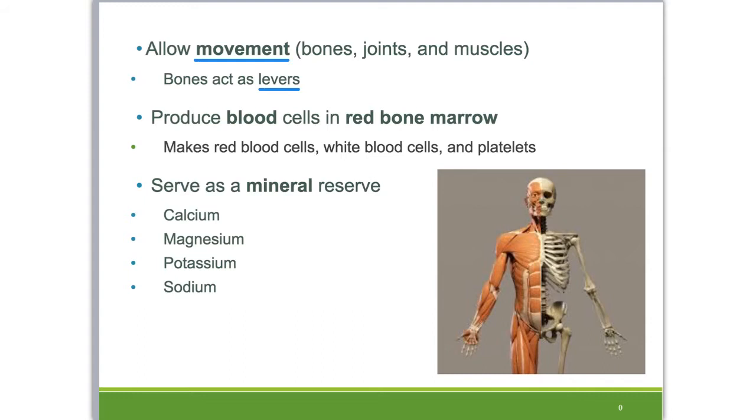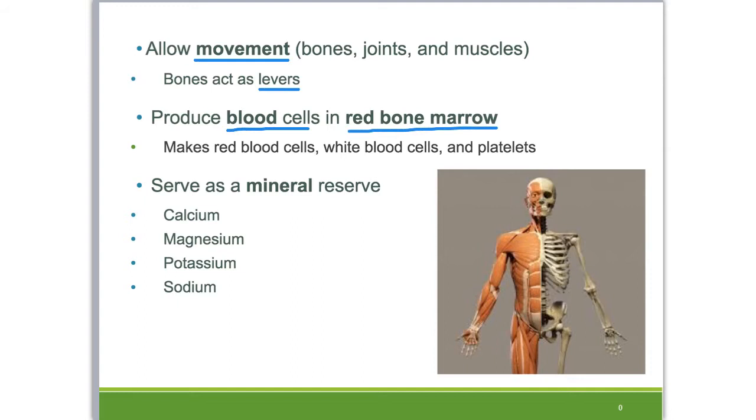Your skeletal system also is responsible for producing your blood cells. And that happens in something called red bone marrow inside your bones. The red bone marrow is found in adults in places like the hip bone and the clavicle, the back of the shoulder blades. And this is the place where red blood cells and white blood cells and platelets are made.